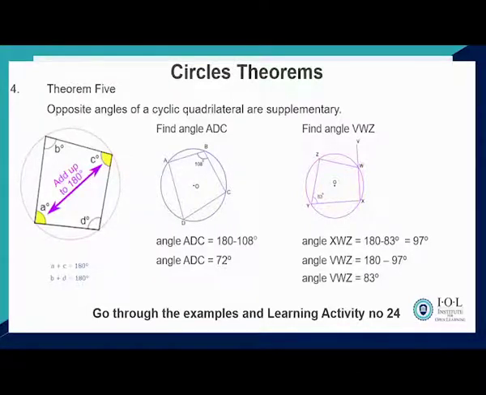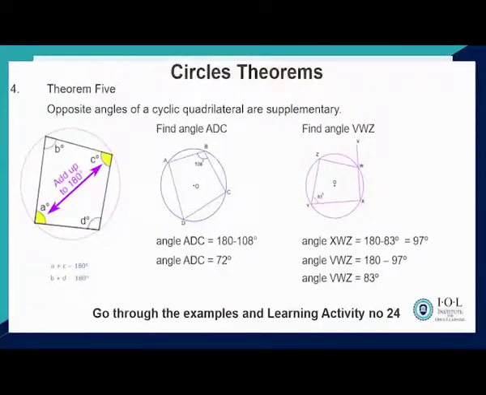What is a cyclic quadrilateral? It's any quadrilateral. Quadrilateral has got 4 sides. Any quadrilateral where the 4 angles lie on the circumference of the circle. That cyclic comes from circle, né? Cyclic quadrilateral. And please learn the words that you know. It is always asked. There's always a few words asked.